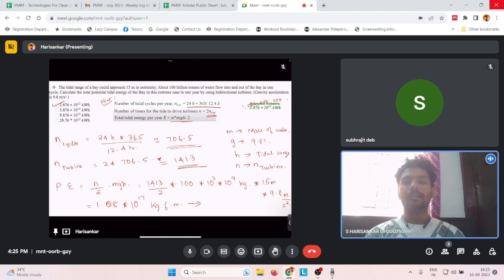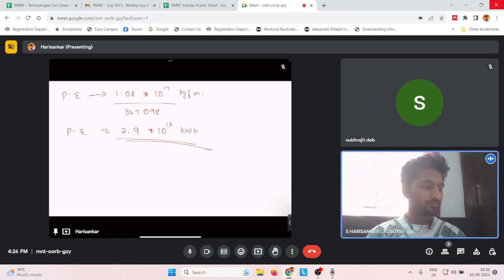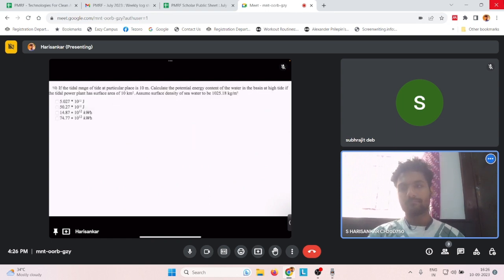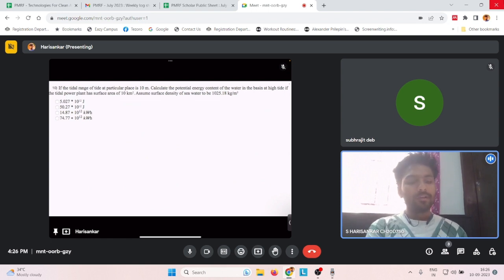Basically, potential energy is calculated as mgh, and we are just applying everything and converting the unit from kilogram force meter to kilowatt hour. That's it. If it's clear, let's move on to the last question.